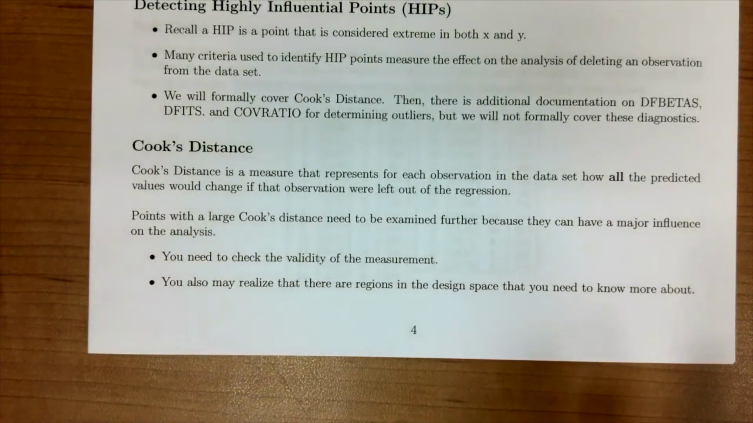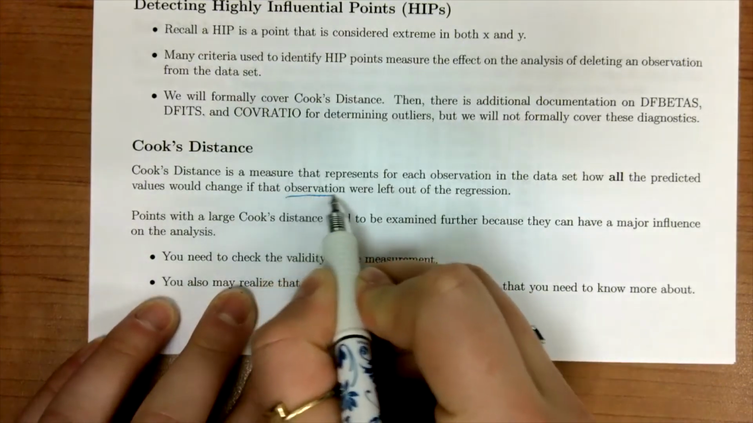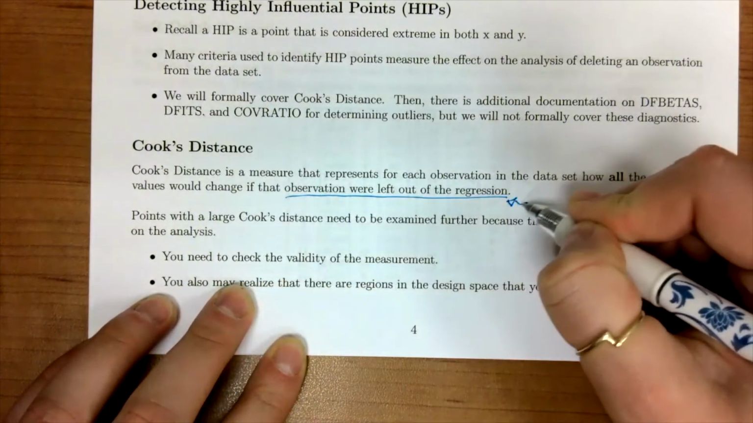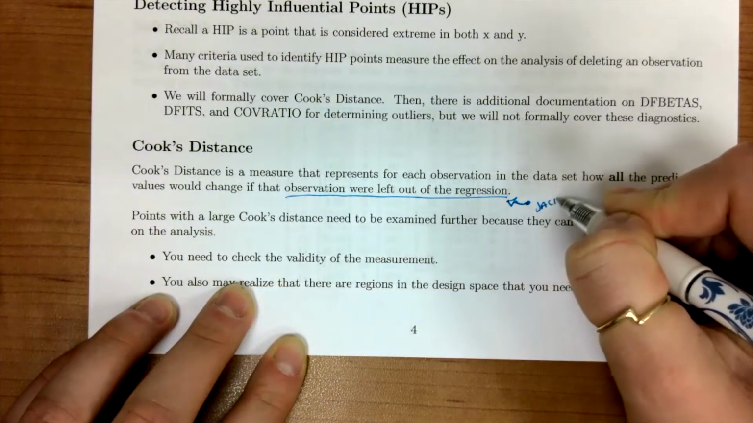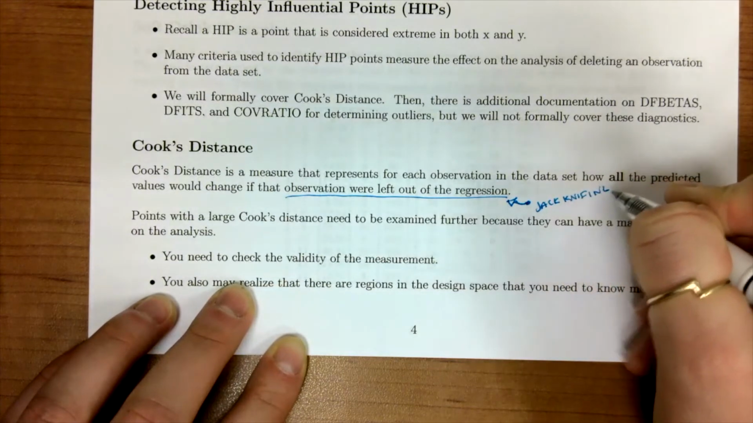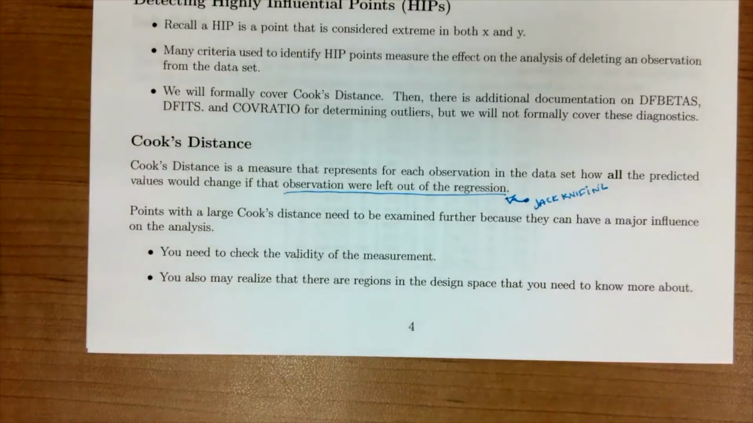Cook's distance is a measure that represents, for each observation in the data, how all the predictor values would change if that observation was removed from the regression. So the whole idea is we have our original fit from our regression, then we're going to remove points. This idea of removing points is known as jackknifing. Remove it, and we look at the impact: by removing that point, how did our regression change?